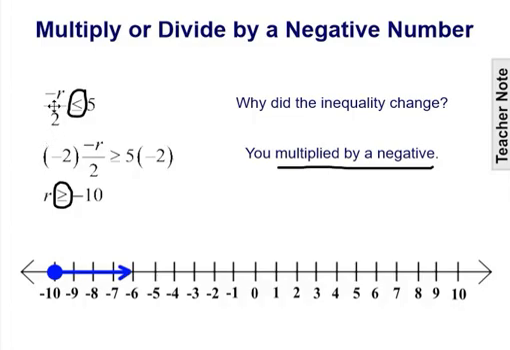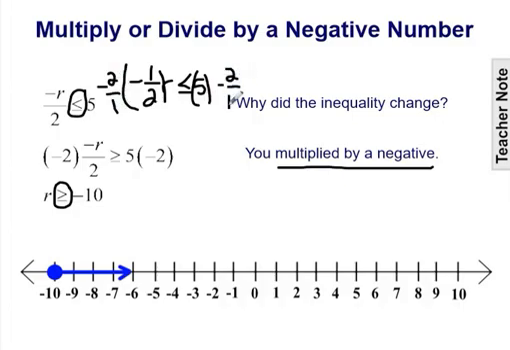You could have also thought of this as a negative 1/2 r is less than or equal to 5, and you could have multiplied both sides by the reciprocal, negative 2/1, but that would have still achieved the same result since you're multiplying by a negative number still, so you'd still have r is greater than or equal to negative 10.